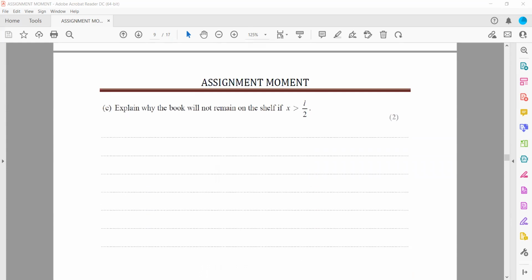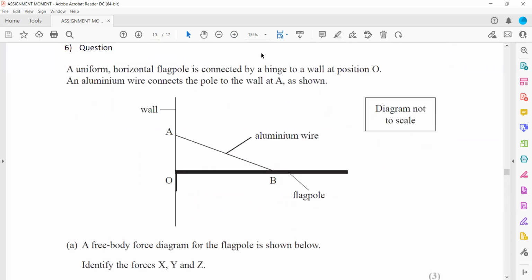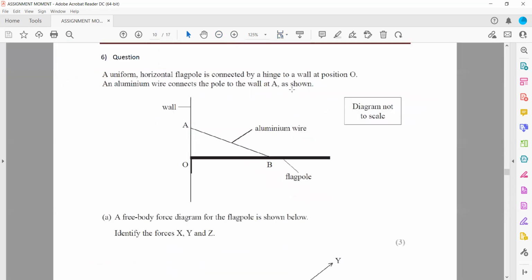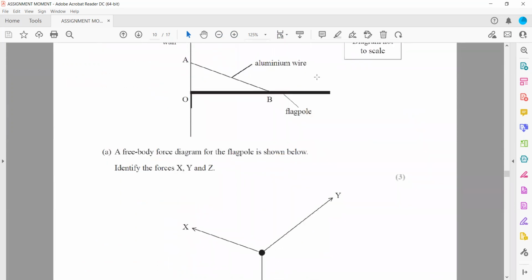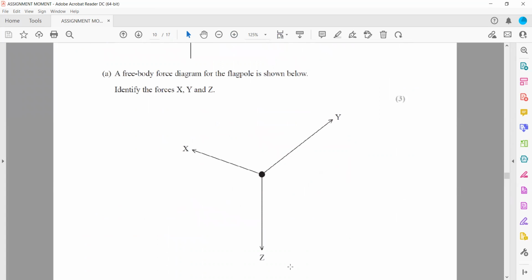So question 5B was a doubt, then question 6A. In question 6A, a uniform horizontal flagpole is connected by a hinge to a wall at position O. An aluminium wire connects the pole to the wall at A, as you can see. The free body force diagram for the flagpole is shown. A free body force diagram represents all of the forces which are acting. Identify the forces X, Y, and Z.